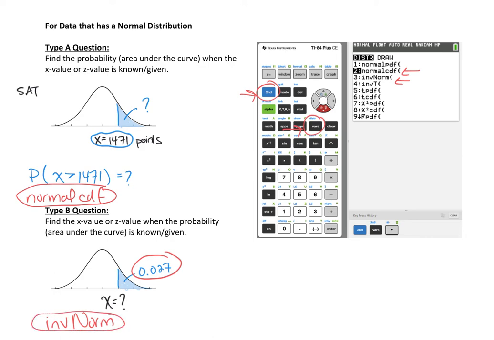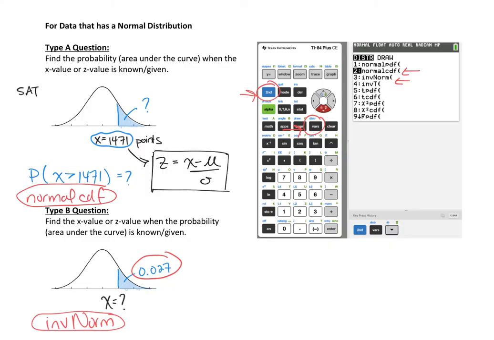Now, if you're using formulas, then for type A questions, the first thing that you need to do is convert that x value to a z-score. So the formula that you would use would be the formula for calculating a z-score, which is x minus mu over sigma.